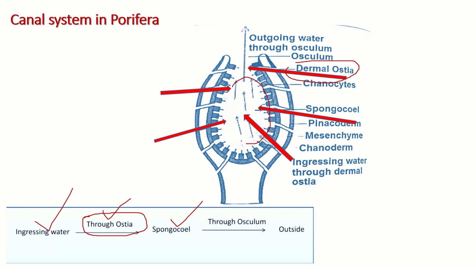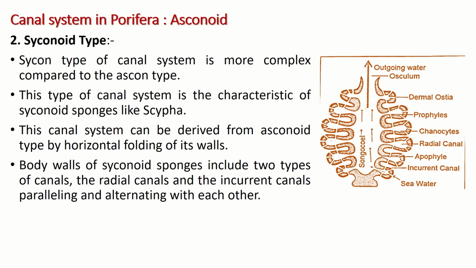So here is the spongocoel. The water which comes into the sponge then goes outside, removed with the help of the osculum. That is the course of water current in the body of the sponge. Ingressing water through the ostia comes into the spongocoel, and the water goes out of the body through the osculum. This is about the asconoid type of canal system.